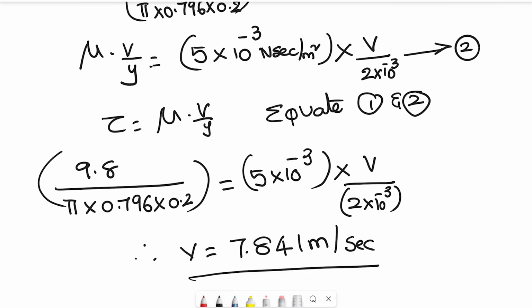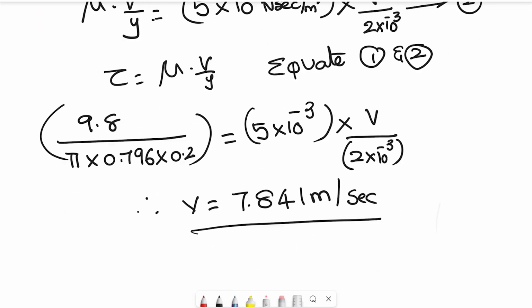So this is one of the very, very important problems on viscosity. So I will take another problem on viscosity. I call it Problem 4. What is the fourth problem?